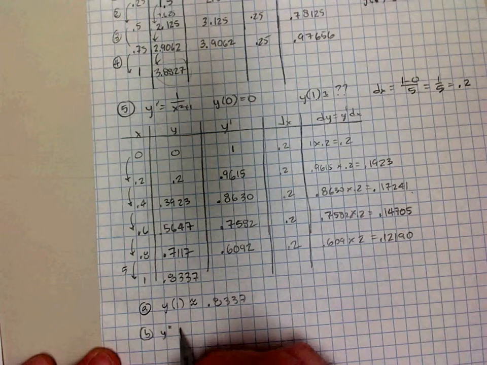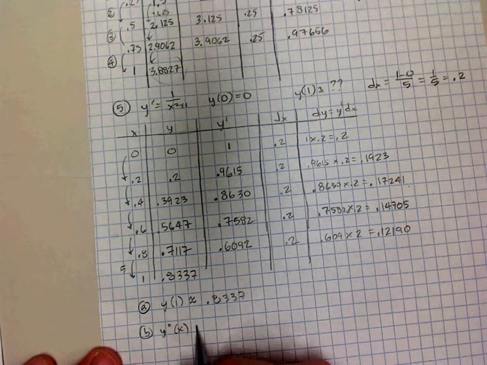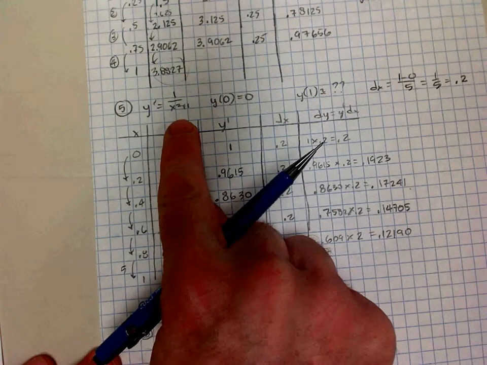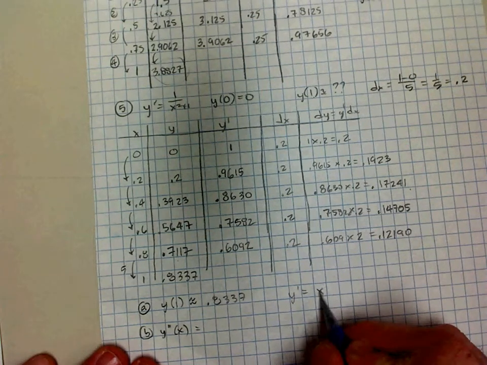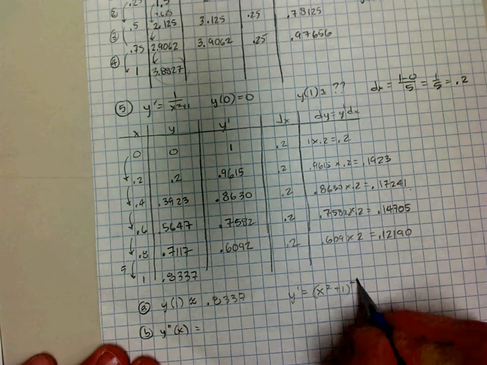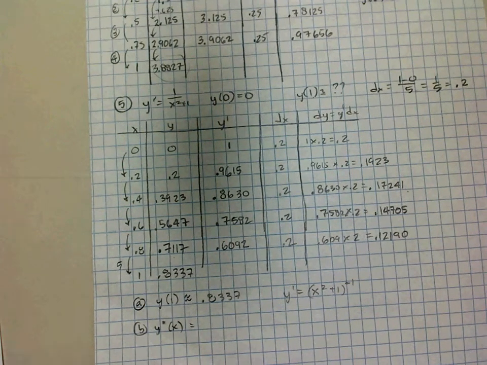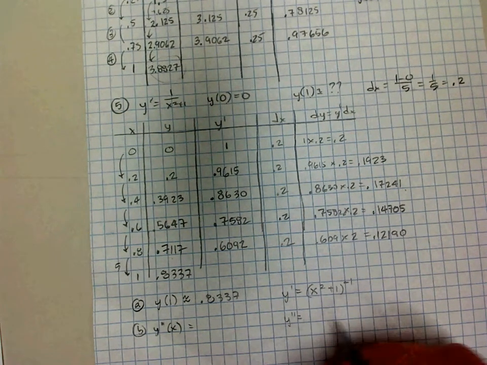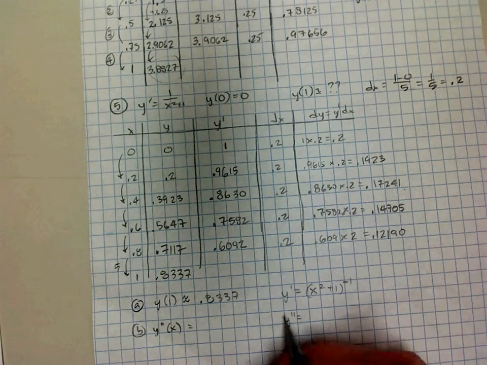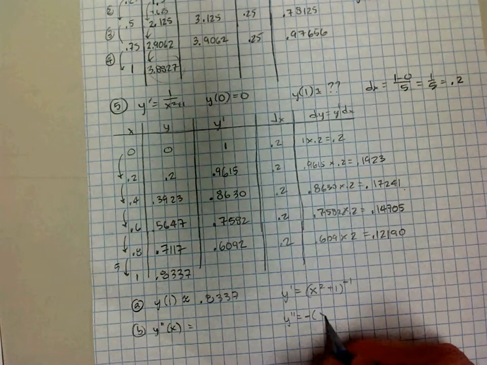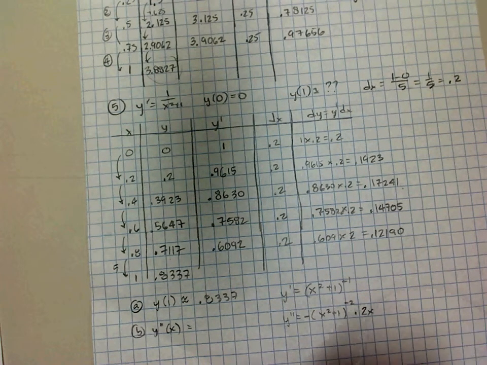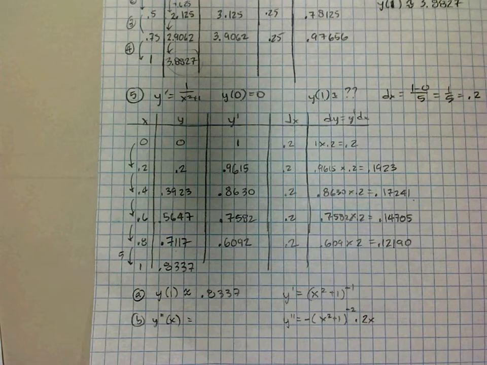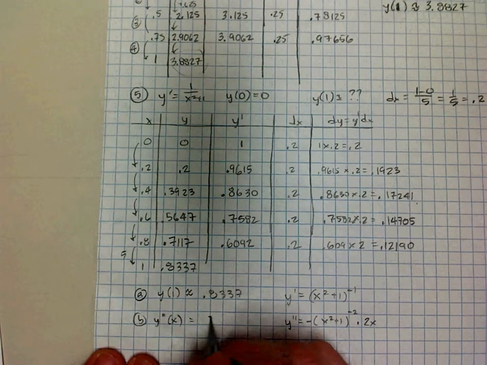Well, we just go back up to this, and we know that y prime is, let's rewrite this. This will be a little bit easier if I just write it to the negative first power. So y double prime will be negative the quantity x squared plus 1 inside, subtract 1 from that, times the derivative of the inside, which will be 2x. And that would simplify to negative 2x over the quantity of x squared plus 1 squared.